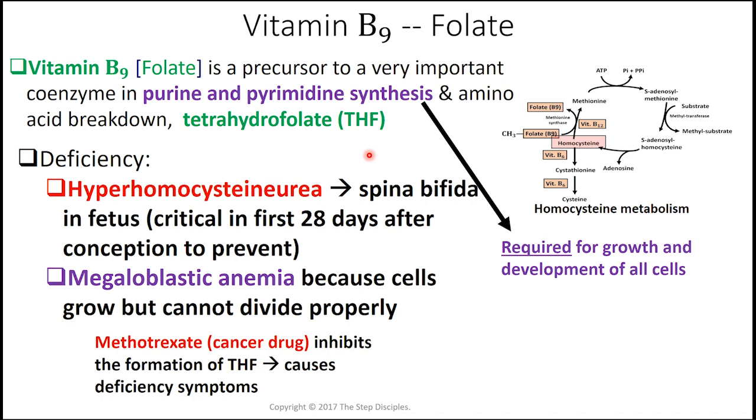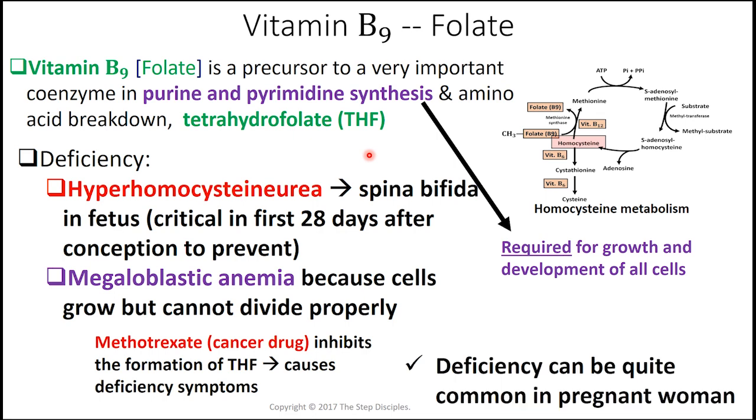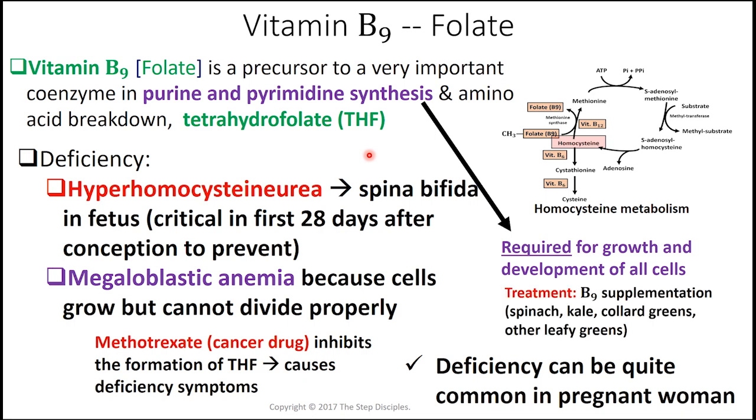Methotrexate is a cancer drug that inhibits the formation of THF, and that causes deficiency symptoms. And deficiency can be quite common in pregnant women. Again, just happens to be the case. And really, the reason why it becomes a deficiency is because they're taking care of two human beings. And the treatment is dietary supplementation, so spinach, kale, collard greens, and other leafy greens. Folates, leafy greens. Leafy greens, folates.